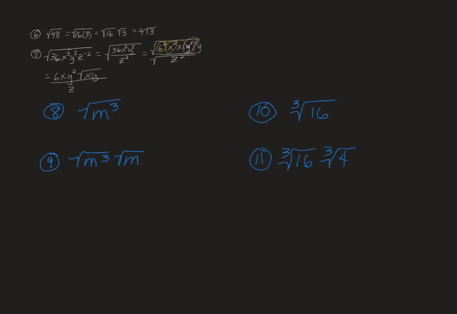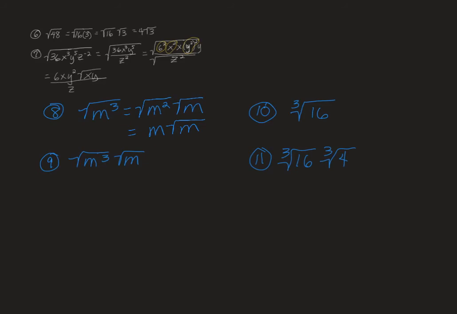To shorten the video a little bit, I've gone ahead and written out my next examples. We will start with number 8. We're looking at the square root of m cubed. If you remember, that's equal to the square root of m squared times the square root of m. Therefore, the square root of m squared is m, and we can't do anything with this square root of m that remains. So that would be our final answer for that one.